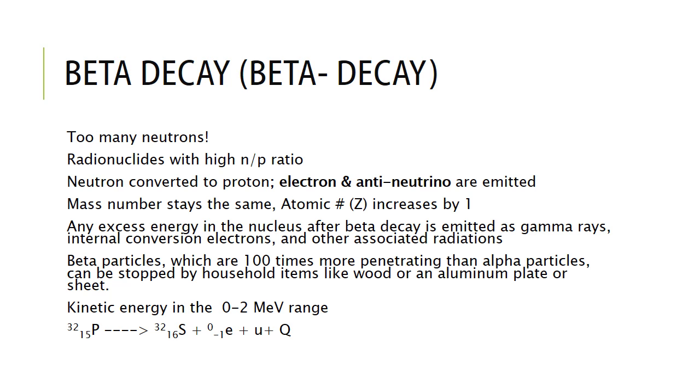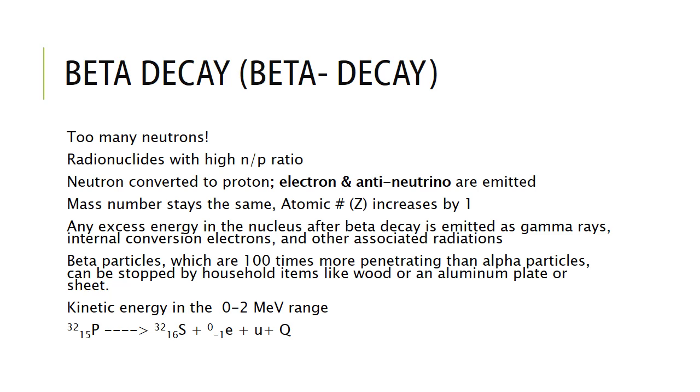So we're going to move on to beta decay, and I'll oftentimes refer to this as beta minus decay. So nuclides that undergo beta decay have too many neutrons in order to be stable. So during this type of decay, a neutron is converted to a proton, and an electron and an antineutrino are emitted. So the mass number is going to stay the same, and the atomic number, the Z number, is going to increase by 1.